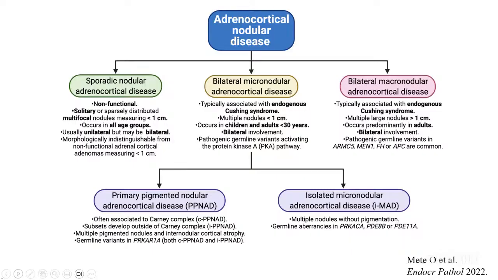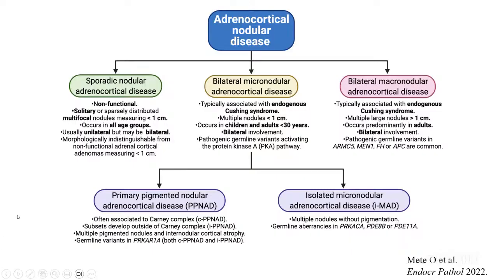So if there's only one thing I want you to remember from this lecture today, it is that if you have a patient with Cushing syndrome or hypercortisolism and bilateral micronodular disease, you should always think that this might be a pathogenic germline variant. And you don't have to remember the genes, but this is heavily hereditary in this aspect.